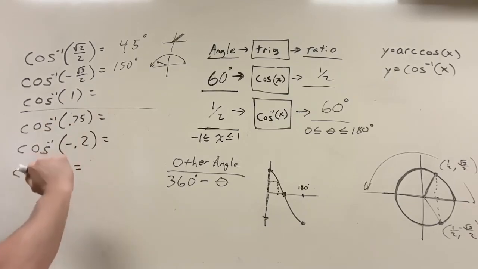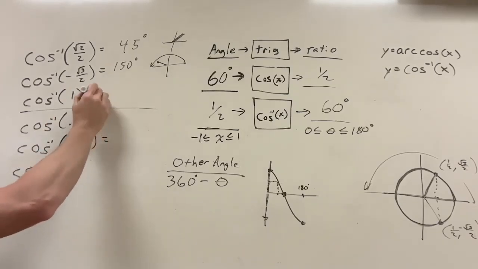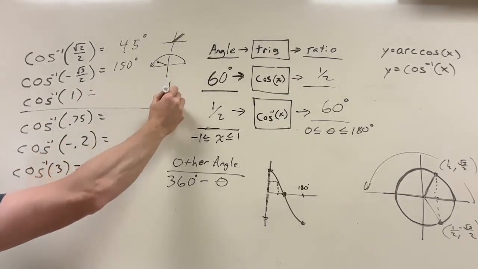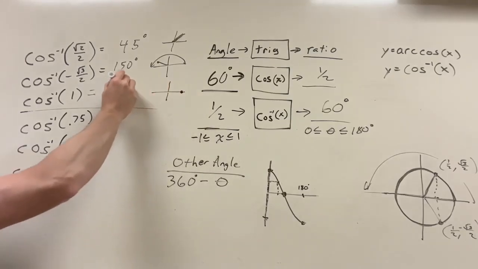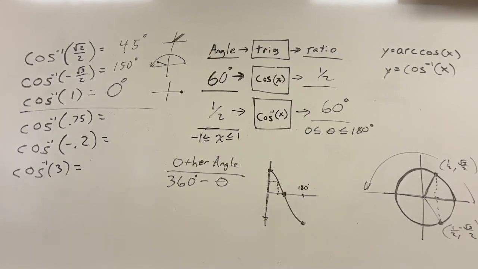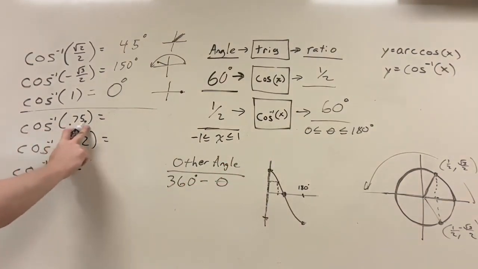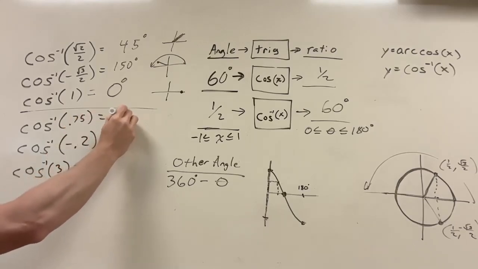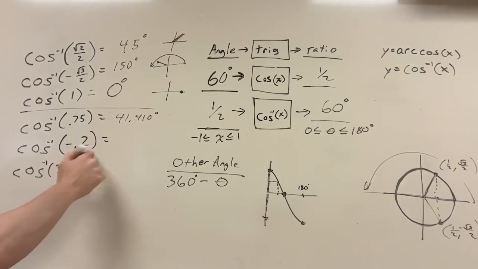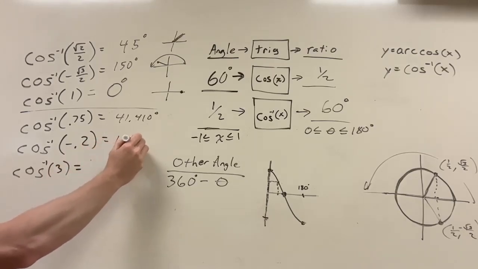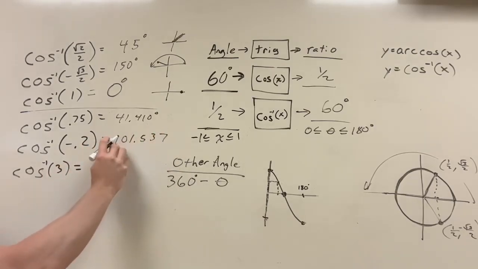This one, arccosine of 1, that occurs here at 0. So at 0 degrees, the cosine is 1. Now, if we went to the calculator, the calculator is always going to give us an answer between 0 and 180. So if I did the arccosine of 0.75, I would get 41.410. And the arccosine of negative 0.2 would be obtuse. That's going to be 101.537.